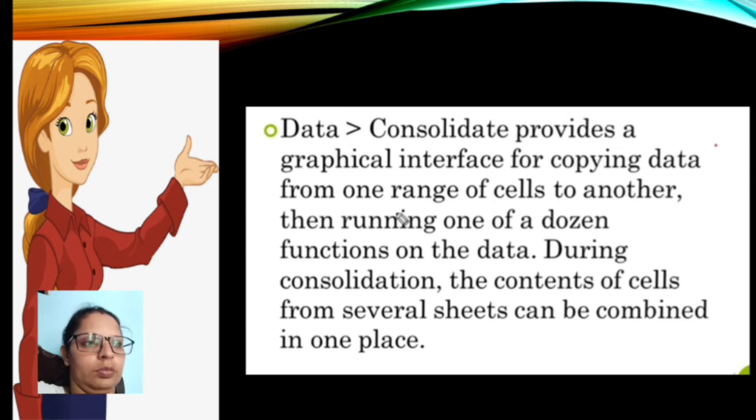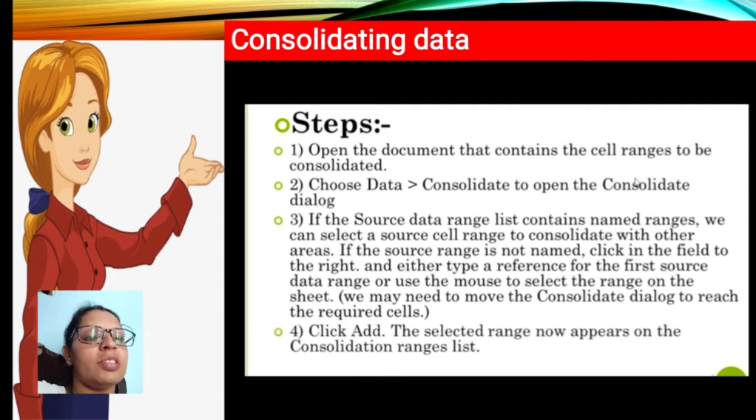Now we are going to discuss which steps we follow during the consolidate. First, open the document that contains the cell range to be consolidated. Firstly we open OpenOffice. After that we consolidate data. Now firstly choose the Data option, Consolidate, to open the Consolidate dialog box. Means when you select the Data option from the menu bar, then the dialog box will appear.